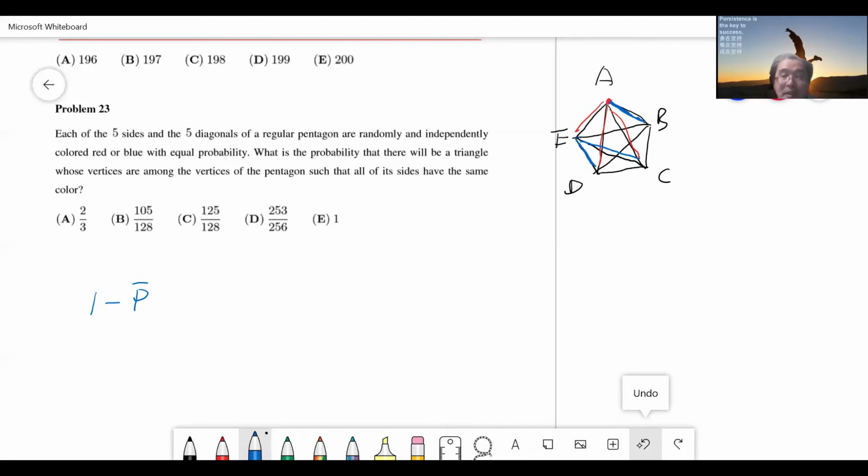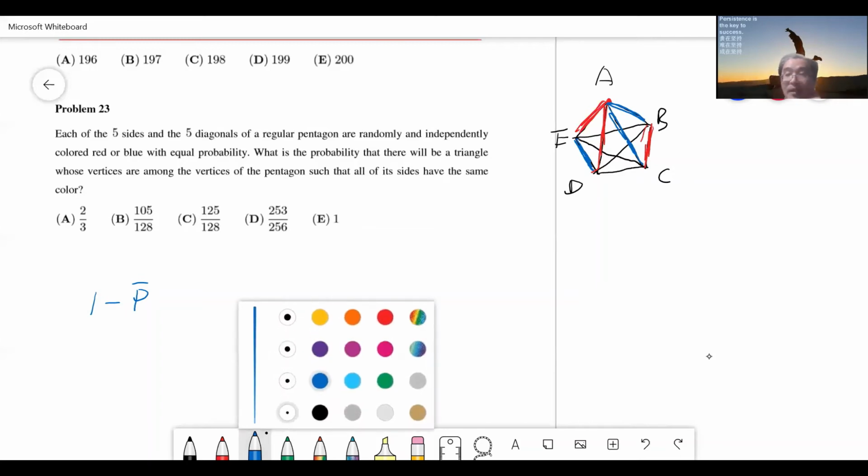So we need to give one more try. So what about 2 of these? 2 in the same color or 2 in the other color? This is the only way we have left. So then we can have this in red, and for example, we can let this be blue. If we do this, you can see this must be red and this must be blue. That's for sure. Right, so this is out of 3 sides, 3 segments.